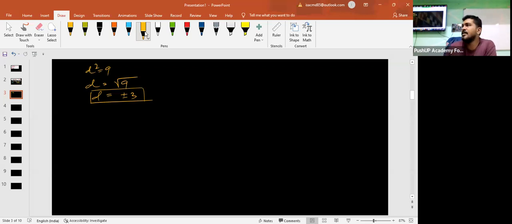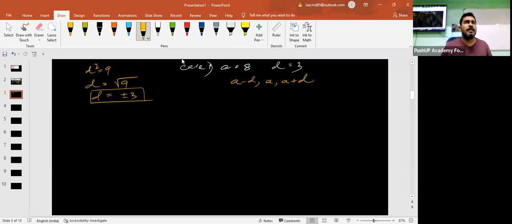But children, remember, since you are getting D is equal to plus or minus 3, two different cases you will have to write. One is case number 1, where the value of A would be 8 and the common difference would be positive 3, right? A would be 8 and D is equal to 3. So in that case, you know how to arrange the three terms. It is A minus D, A and A plus D, right? So it would be 8 minus 3, comma, 8, comma, 8 plus 3. That would be 5, 8, 11. These are the three terms of the arithmetic progression.